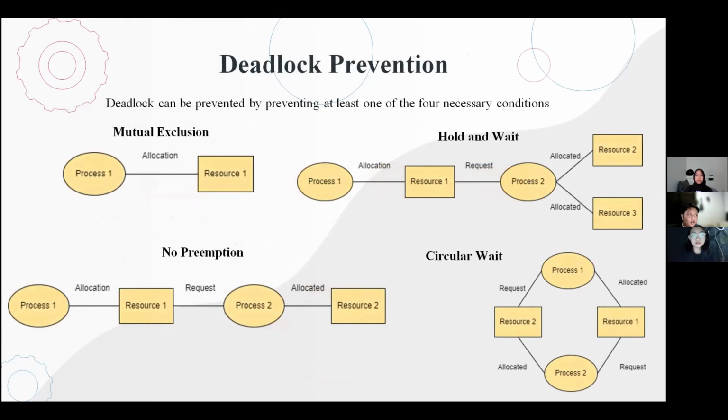Deadlock prevention. Deadlock can be prevented by preventing at least one of the four necessary conditions as I stated above. The first one is mutual exclusion, the second one is hold and wait, the third one is no preemption, the fourth one is circular wait.